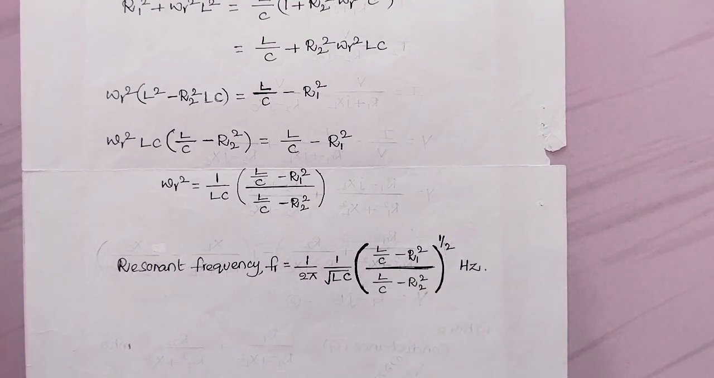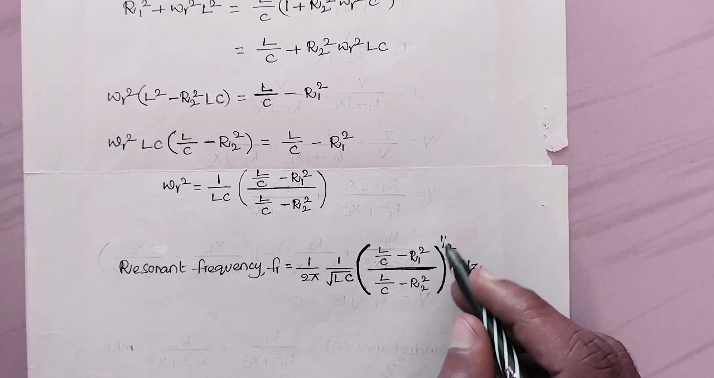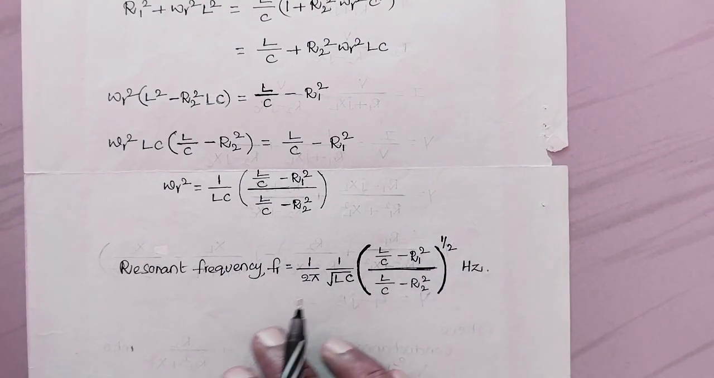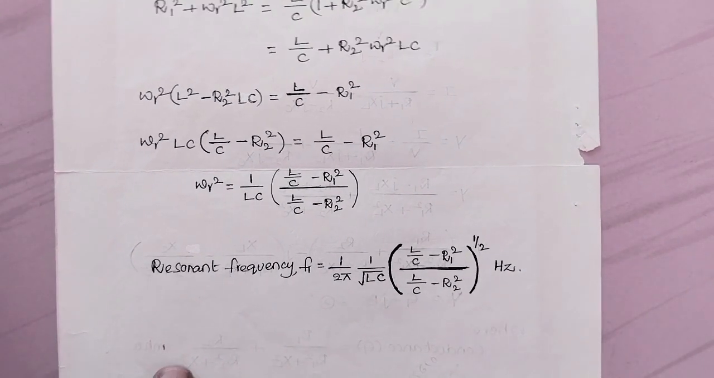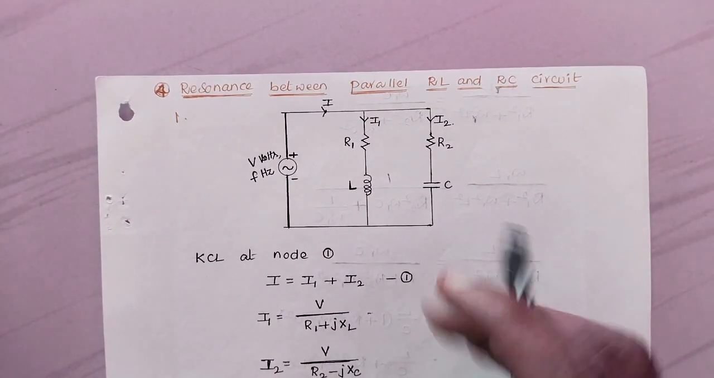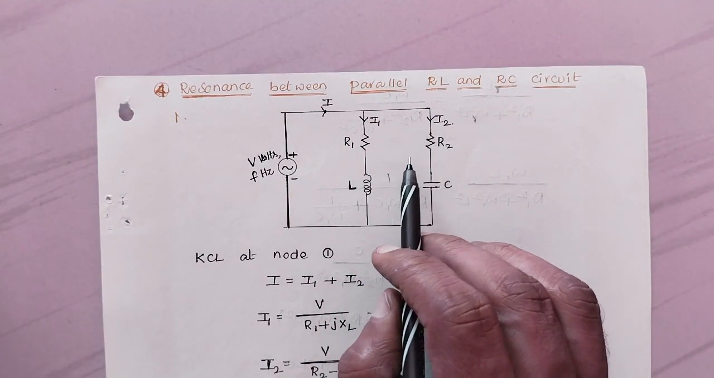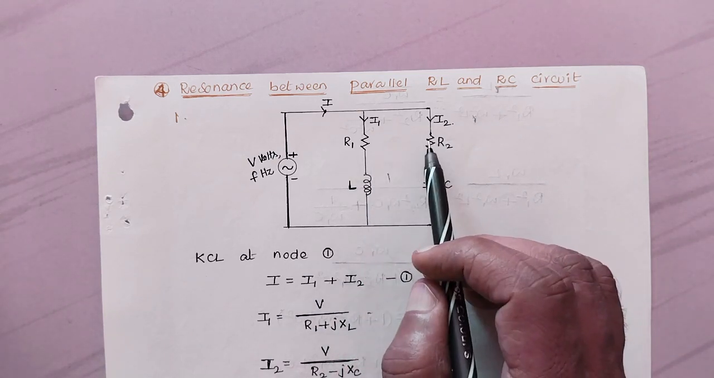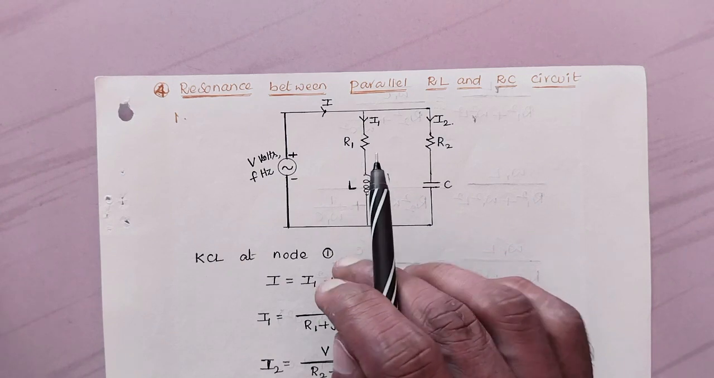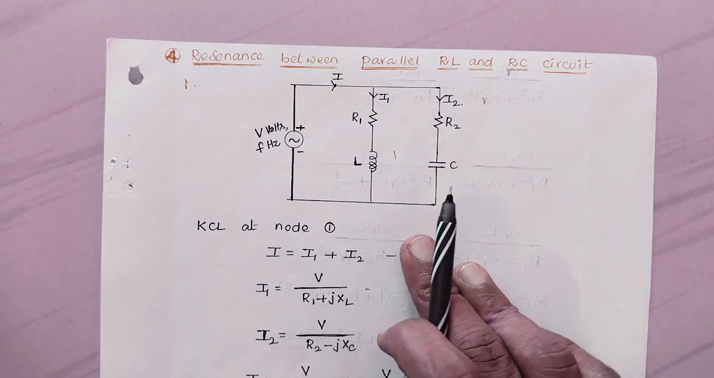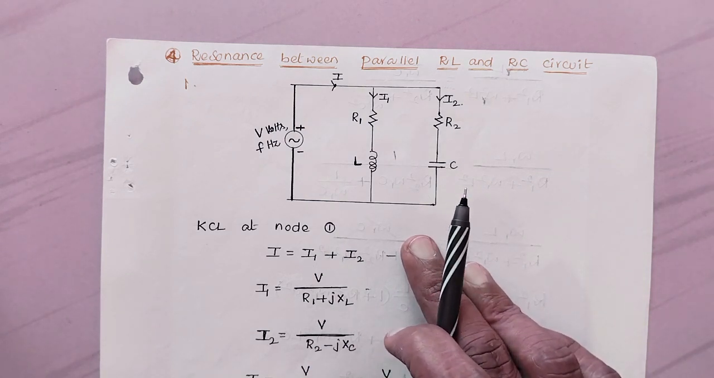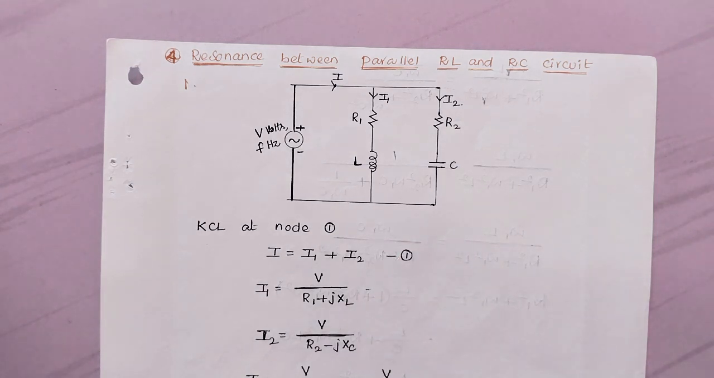What happens if R1 equals R2? At that time this ratio becomes 1, so fR equals 1 by 2 pi root LC. Here we took different resistances, R1 not equal to R2, and that is the general expression. Even if R1 equals R2, which is equal to R, we get the resonant frequency as 1 by 2 pi root LC. So this is all about the RL and RC circuit: the RL branch and RC branch connected in parallel, and resonance between the parallel RL and RC circuit.